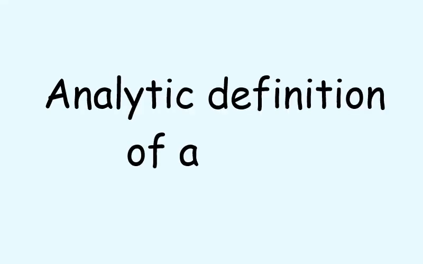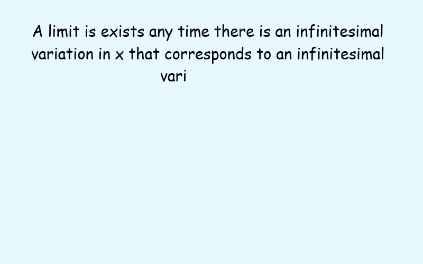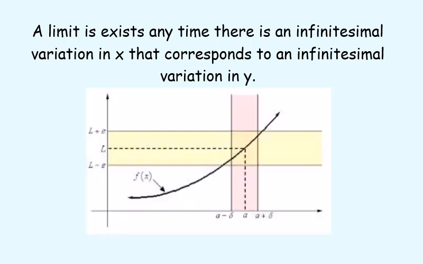Alright, we're going to try to do this real quick and with a script. A limit exists anytime there's an infinitesimal variation in x that corresponds to an infinitesimal variation in y. The variation in x we're going to call delta, and the variation in y we're going to call epsilon. This follows from the graphic sense, but now we're actually putting it into a more traditional mathematic definition.